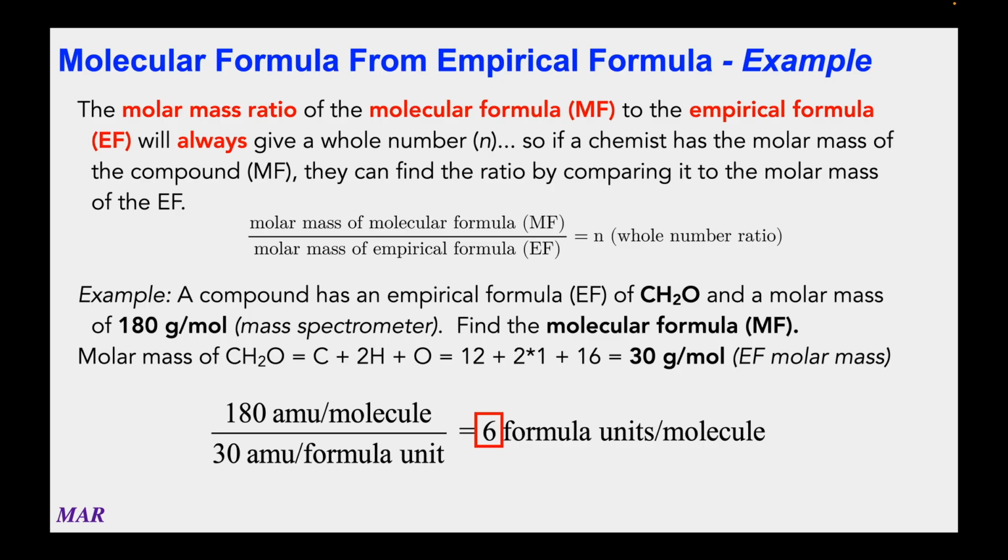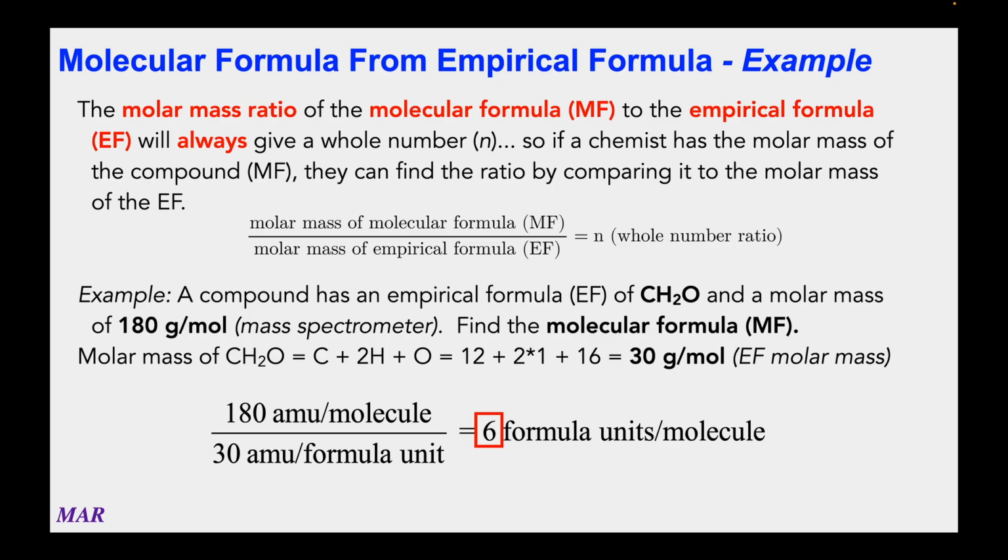Now, notice there in this diagram, they're using AMUs instead of grams per mole. AMUs and grams per mole are the same number. You can interchange the units. AMU is per molecule, grams per mole is for a mole, but it's the same number. So you can use grams per mole or AMU. It doesn't slow me or chemists down at all. The important thing is that you found this ratio in this example is 6. So there are 6 empirical formula units in the molecular formula.